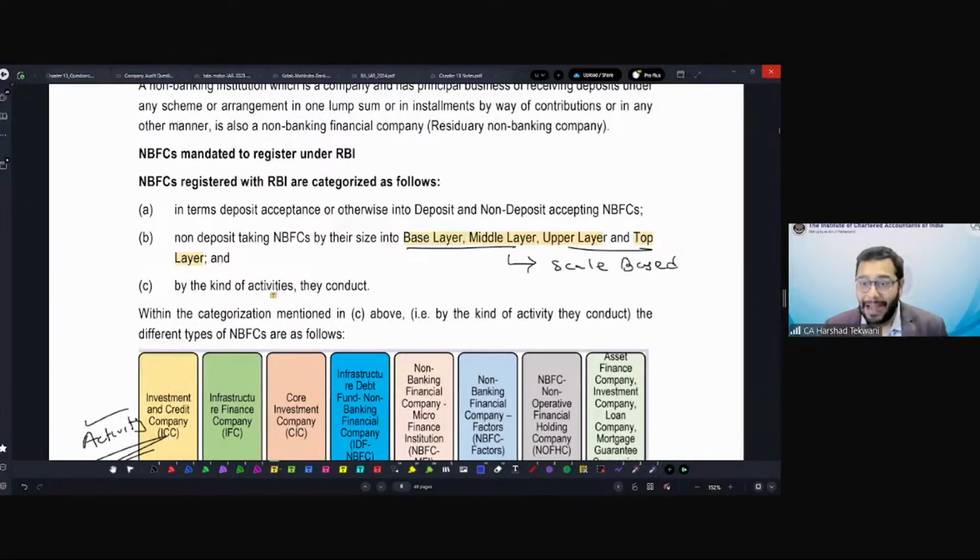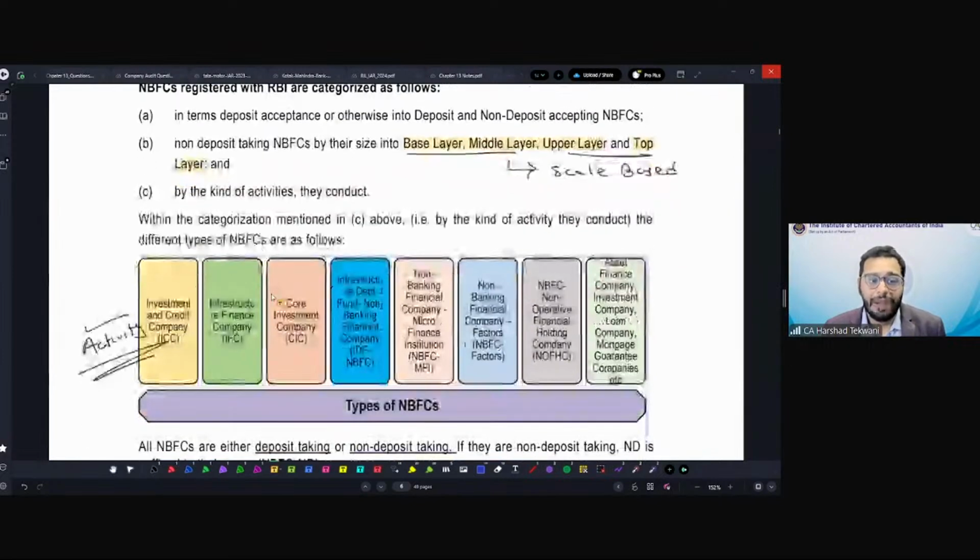Apart from that, we have other types of categorization based on the activity or kind of function they follow, for example ICC, CIC, IFC. So there are various types of NBFCs, and different categorizations available with respect to the activity of the NBFC. As I told you, NBFCs were earlier of two types: deposit accepting and non-deposit accepting. Now it has changed to the scale-based regulations.